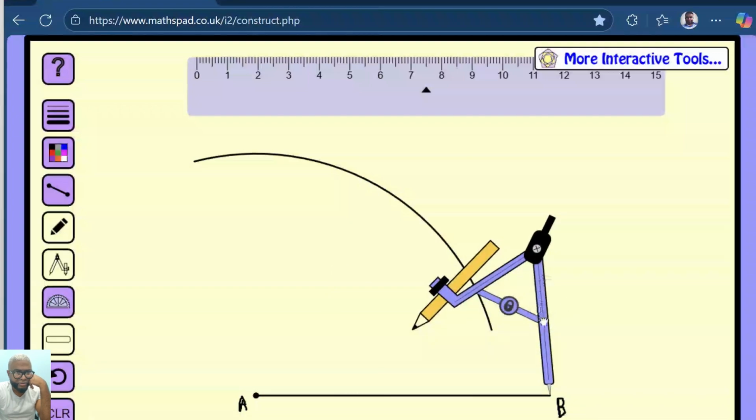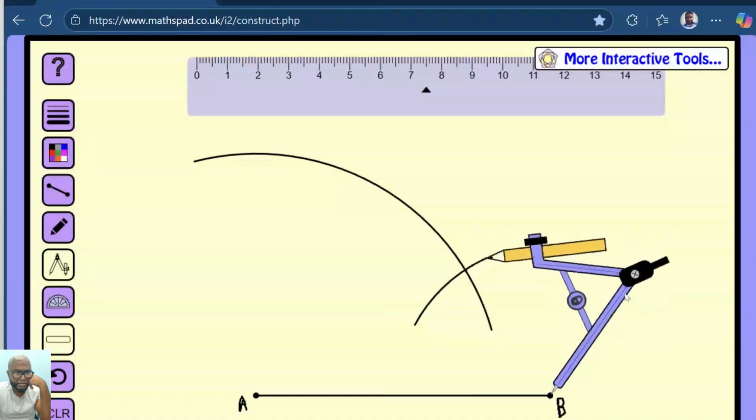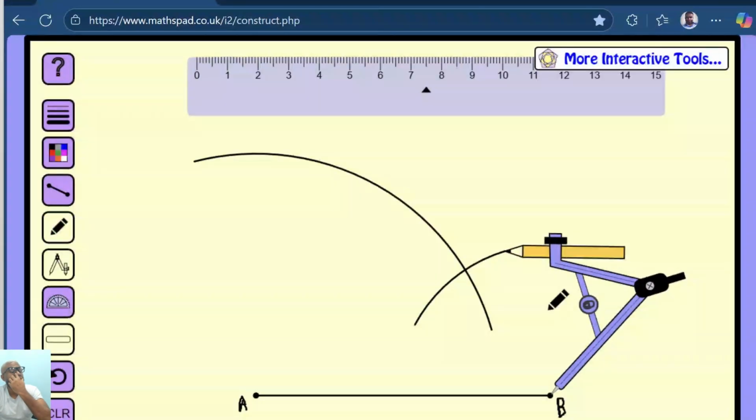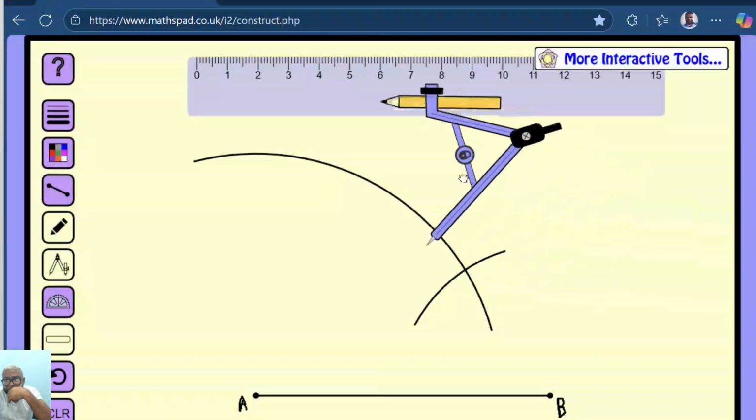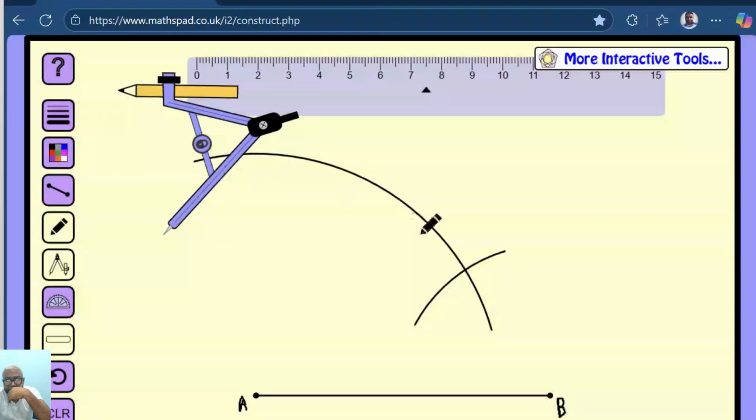Right, so we draw it now. You just want the 5 centimeter arc and the 8 centimeter arc to intersect. We just wanted them to intersect. So this point where they intersect would be C.